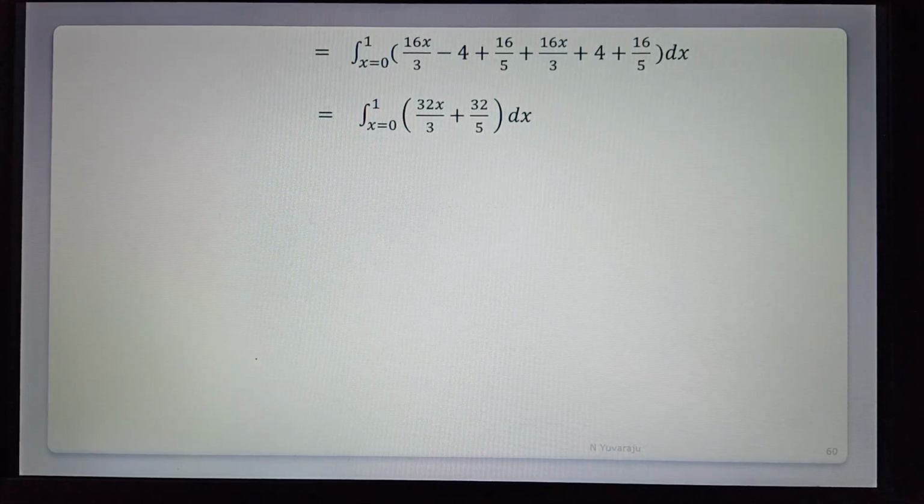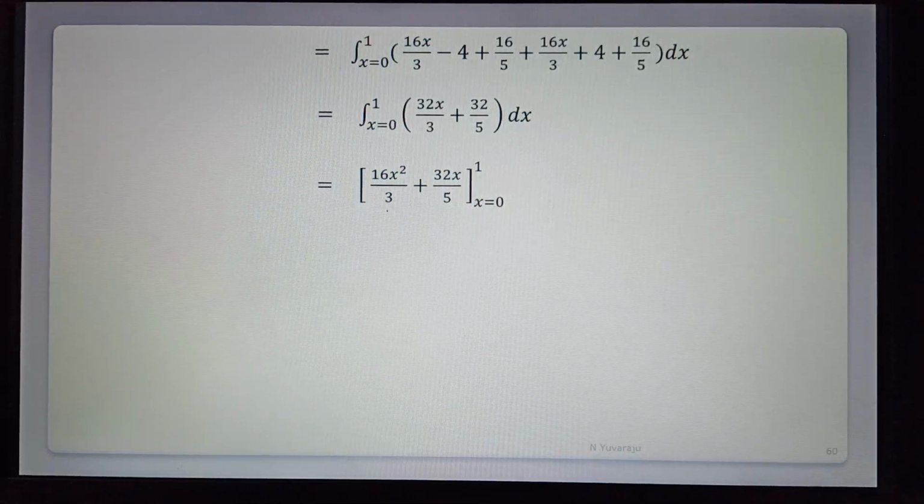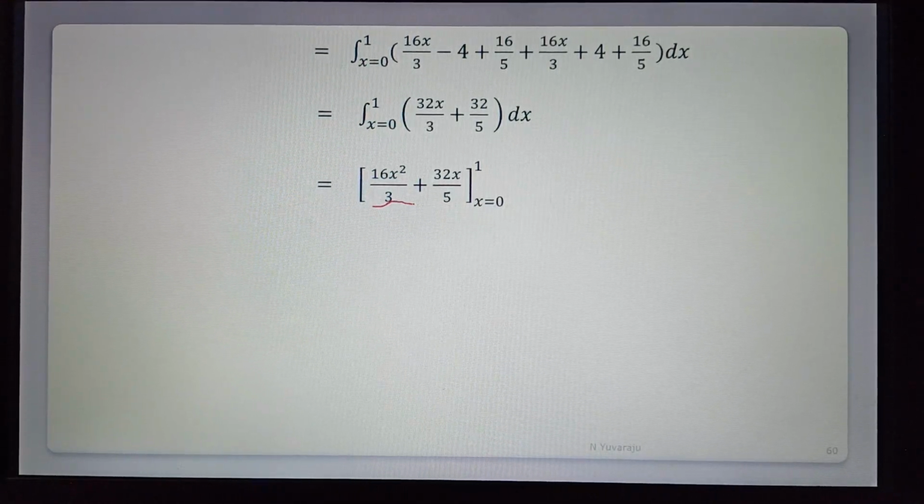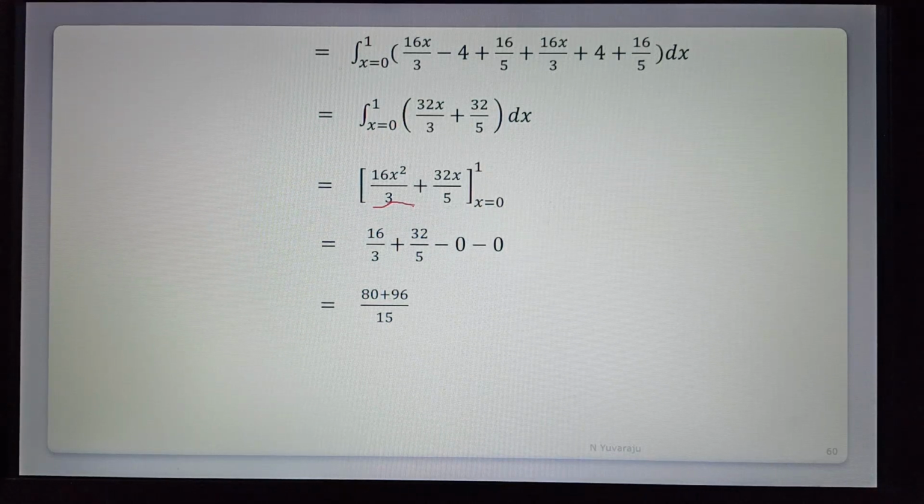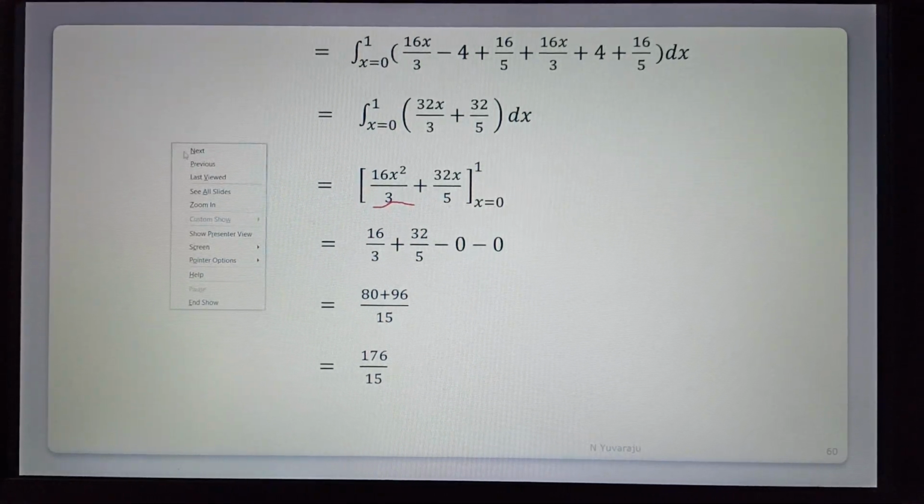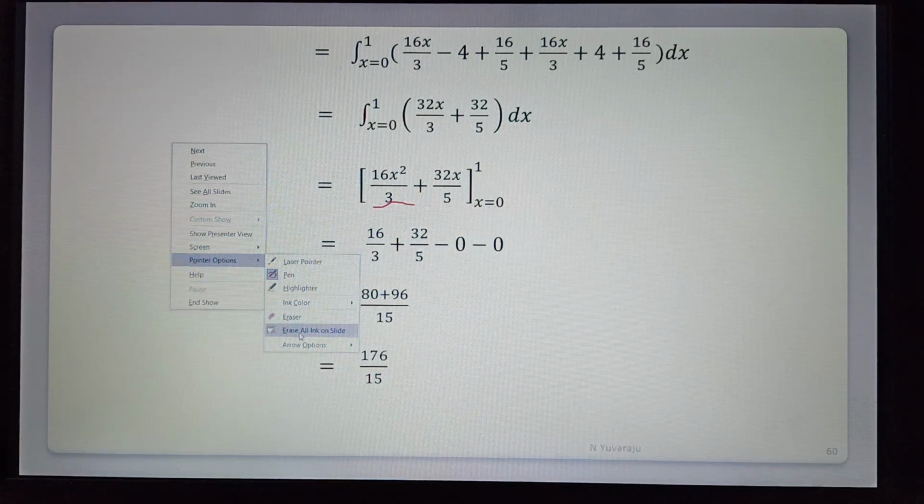So first, after simplification, the integration for x from 0 to 1 of 32x/3 plus 32/5. Now integrating with respect to x: 16x squared by 3 plus 32/5 into x, upper limit 1, lower limit 0. Substituting, 16/3 plus 32/5 minus 0, that is equal to, after simplification, (80 plus 96)/15, which is 176/15. So this is the required value of the given integration of the given function.